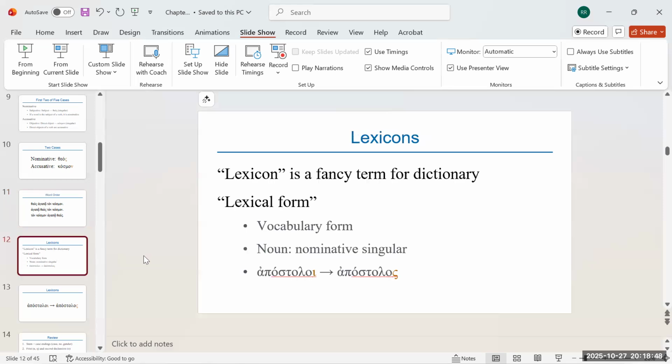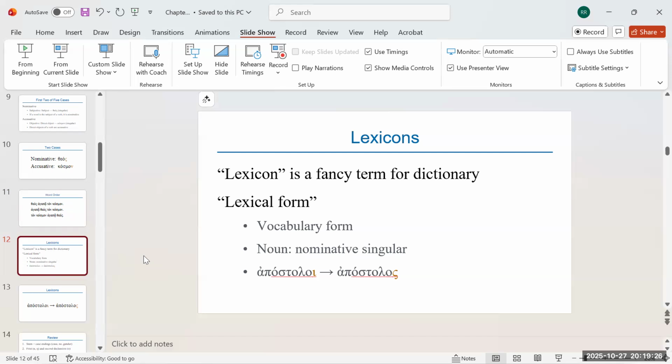Dr. Mounce threw this in just for information. We refer to the word lexicon in theology. A lexicon is just a fancy term for dictionary. What you're learning is the lexical form, and you'll need to learn the lexical form. When you get vocabulary words that you are learning this semester, you are learning the lexical form. If it's a noun, you're learning the nominative singular.